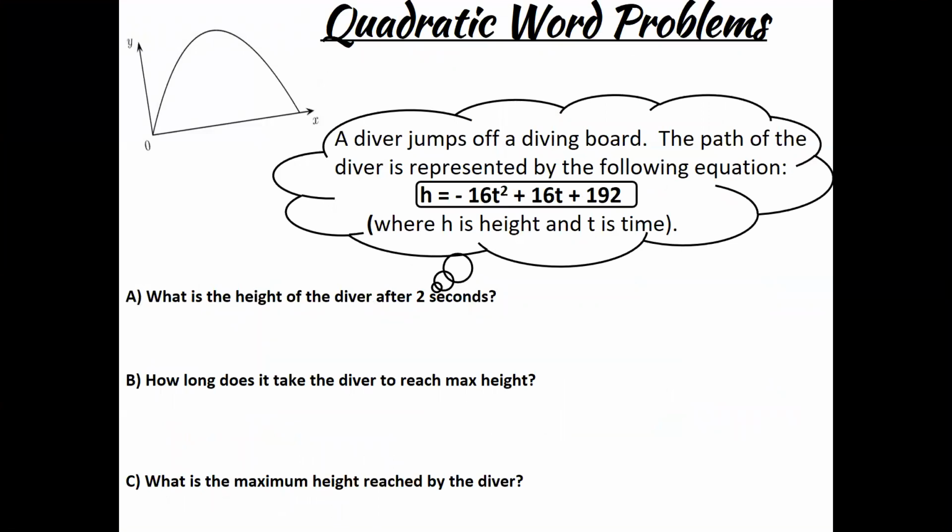So here we're just looking at a diver jumping off a diving board. We have a new equation. H is still the height, t is still the time. If you're finding the height after 2 seconds, you're going to take 2 and you're going to plug it in for the time.